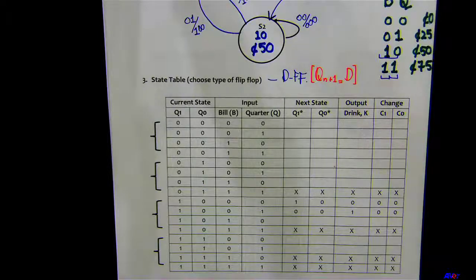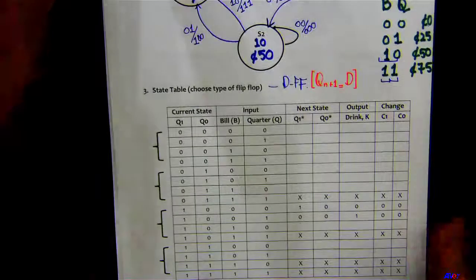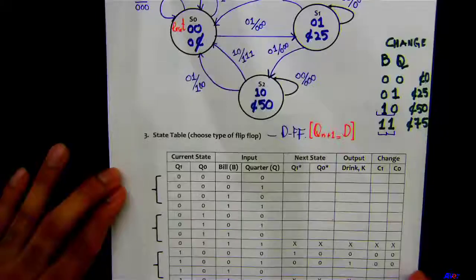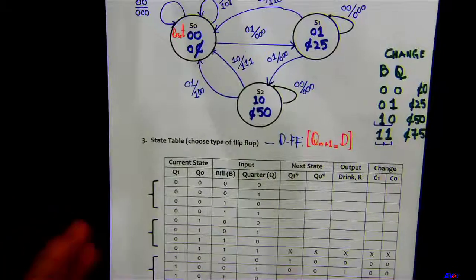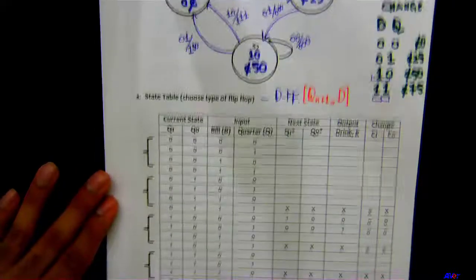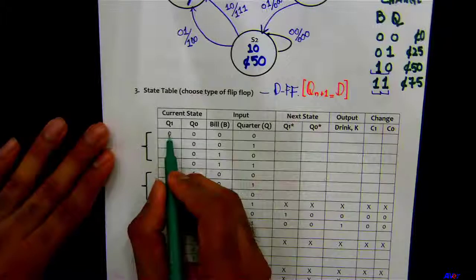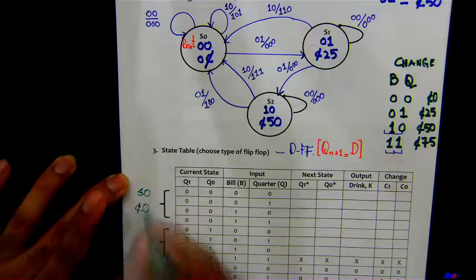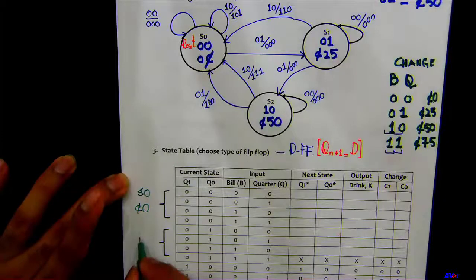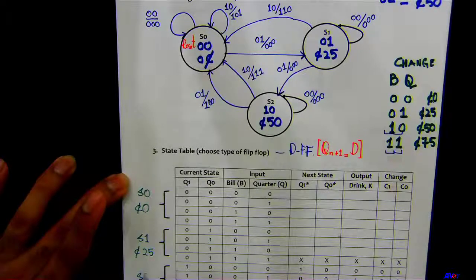Okay, all right. Now we're going to work on our state table, okay? If you wish, you can look at your state diagram and fill your truth table, or you can just follow along the same way that you did when you were doing the state diagram. So current state 0-0, which is this right here, right? So this is your S0, in other words, 0 cents. 0-1, this is your S1 state, 25 cents. And this is your S2, 50 cents, okay.